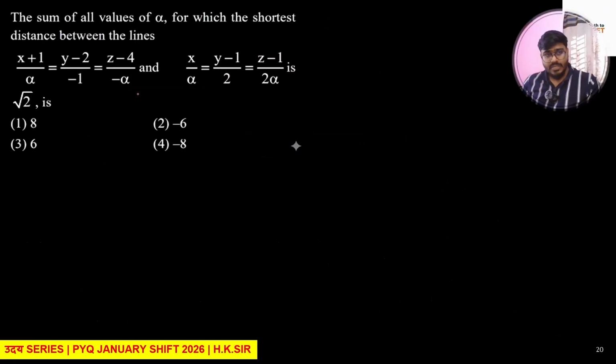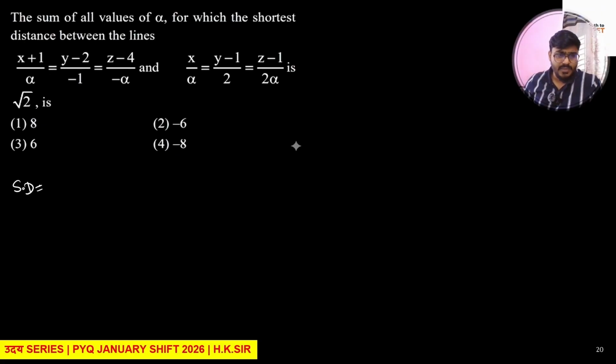Next question we have: sum of all the values of alpha for which the shortest distance between this line and this line is root 2. Shortest distance between these two lines.